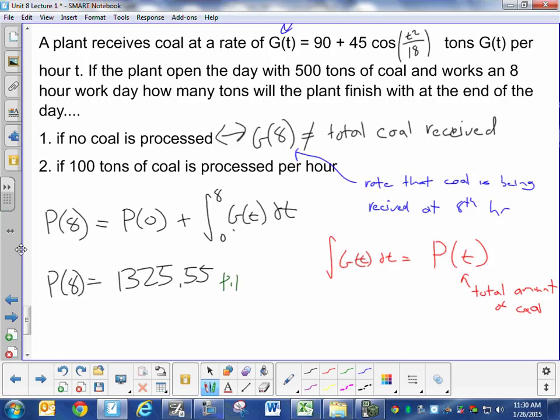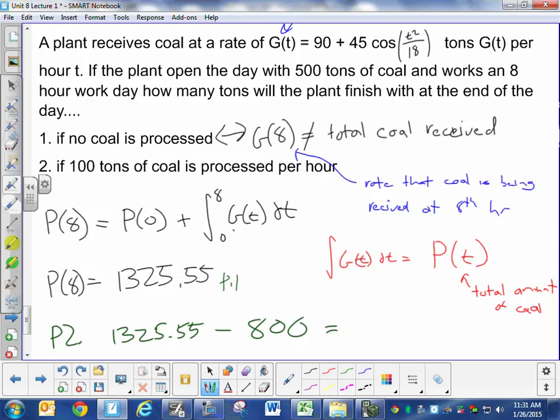Yeah, subtract the area under the processing graph, which is just a straight line, 100 tons processed per hour. You would just subtract 800. That's the amount of coal going out. So for part two, you would just take 1325 and subtract the 800 going out, which is 100 tons per hour for 8 hours, which is 525. This is in tons. Okay, not that bad.